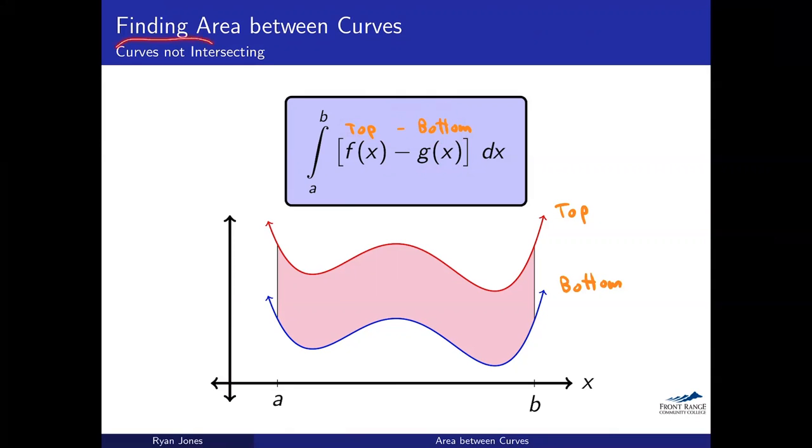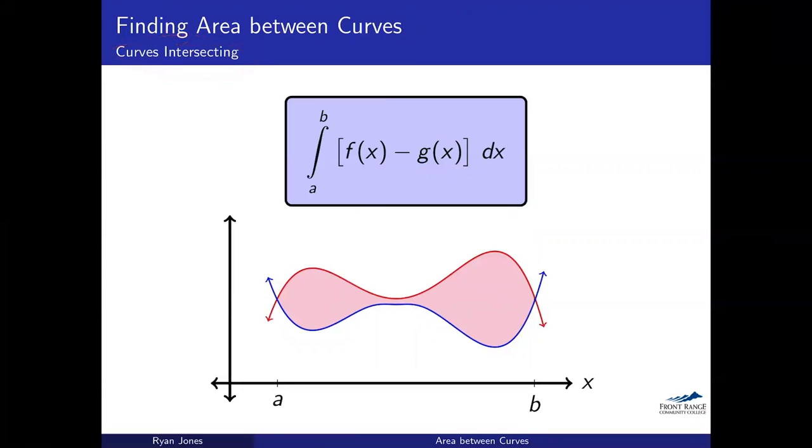You'll notice here that I've said this is when the curves don't intersect. If the curves do intersect, and you'll notice I've changed these functions just a little bit here, and I've made them intersect perfectly at A and B, generally you'd have to find these intersection points. You'd have to go about algebraically finding those. Once you have that, then you know what A and B are. You can set up your integral, and it's the exact same thing. It's top minus bottom, right there. So top minus bottom.